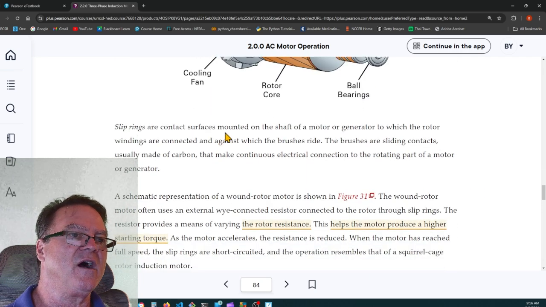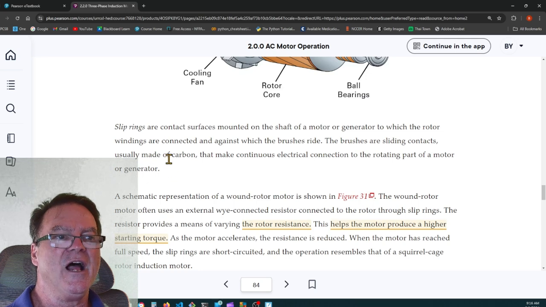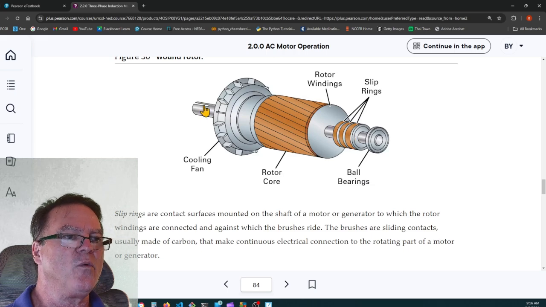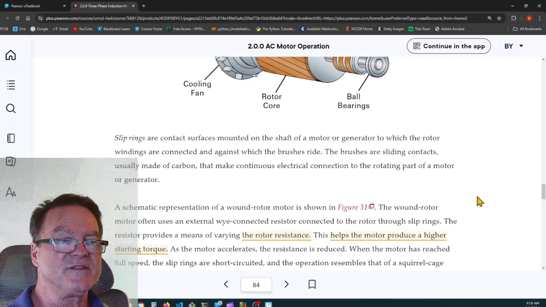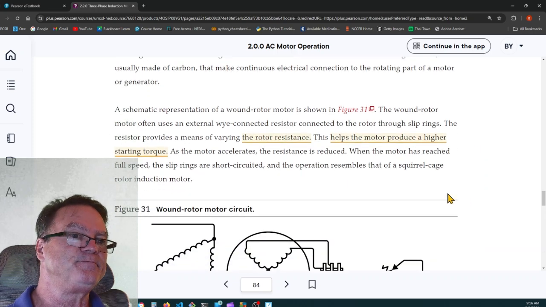Slip rings are a contact surface mounted on the shaft of a motor or generator to which the rotor windings are connected and against which a brush rides. Brushes are a sliding contact, usually made of carbon, that makes continuous electrical connection to the rotating part of the motor or generator. They're made of carbon because they want them to be soft. They don't want to wear out the slip rings. They don't want to wear out the motor itself. They want those brushes to be worn out, so they will wear over time. Those carbon brushes are very soft. When they wear out, you just replace them. They have replacement brushes, and they're inexpensive and easy to replace.